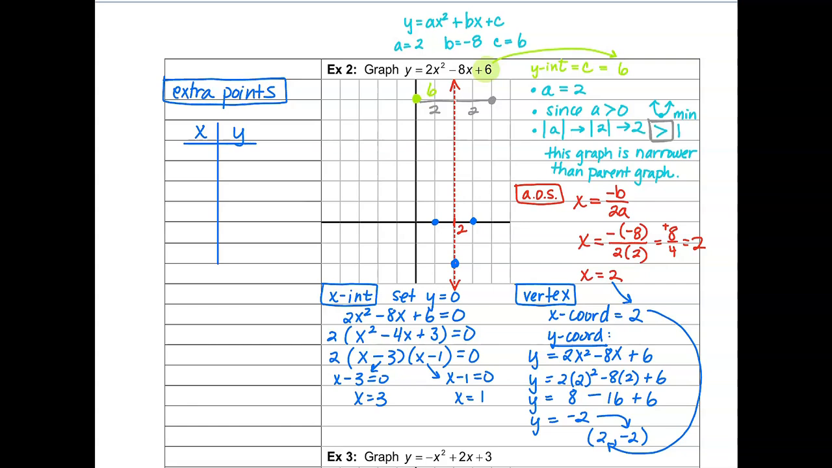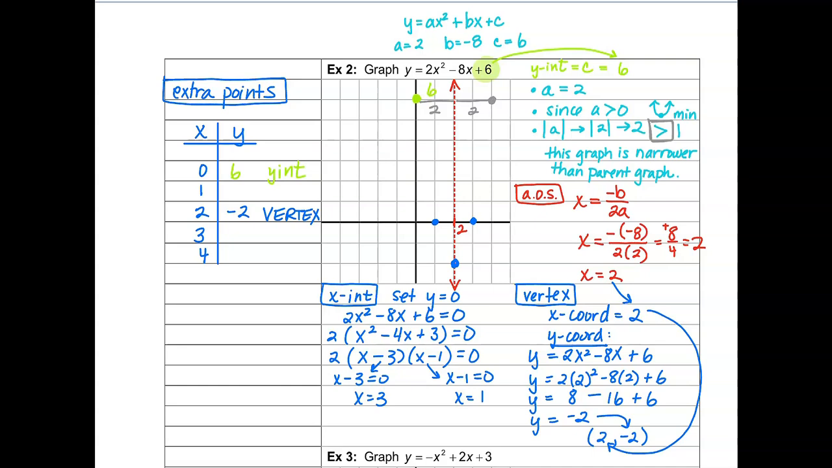You always put the vertex in the middle of the table. I'll put it here, vertex, and our vertex was 2, negative 2. And then we just count up from 2, so 3 and 4. Count down from 2, that's 1 and 0. If 0 is the x-coordinate, isn't that going to be the y-intercept? And don't we already know that it's going to be 6?